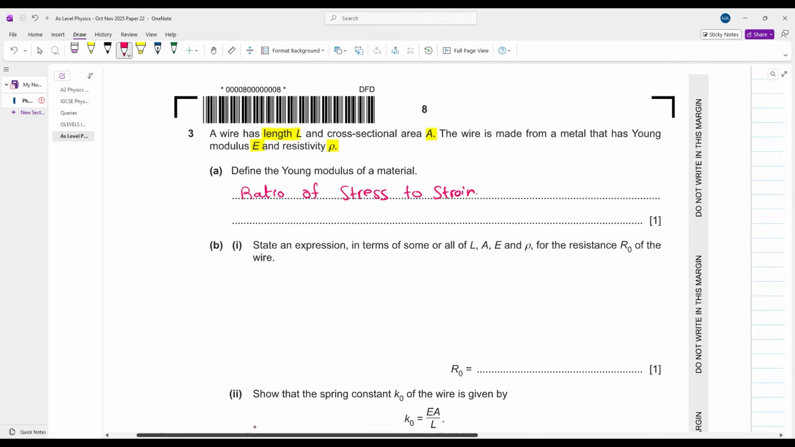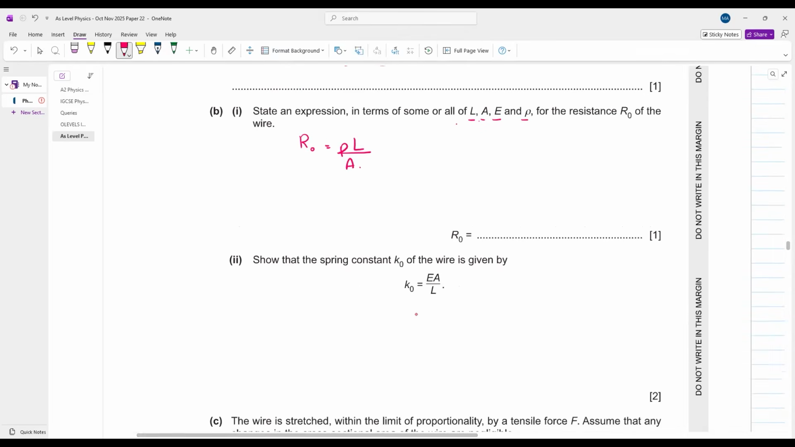State an expression in terms of some or all of L, A, E and resistivity for the resistance R naught of the wire. बेटा रेजिस्टेंस का फॉर्मूला क्या होता है? रेजिस्टिविटी इनटू लेंथ divided by area. Simple. Show that the spring constant K naught of the wire is given by this.